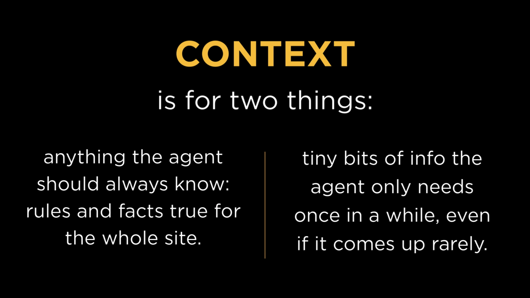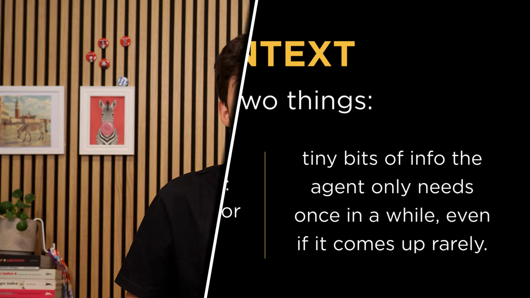Now, context is for two kinds of things. The obvious one is anything the agent should always know, so rules and facts true for the whole site. But here's the part people miss. Context is also the right home for tiny bits of info the agent only needs once in a while. Even if it comes up rarely, it's still just one line, so small that keeping it loaded all the time costs you basically nothing. So it can ride along in context, even when it's only occasionally useful.